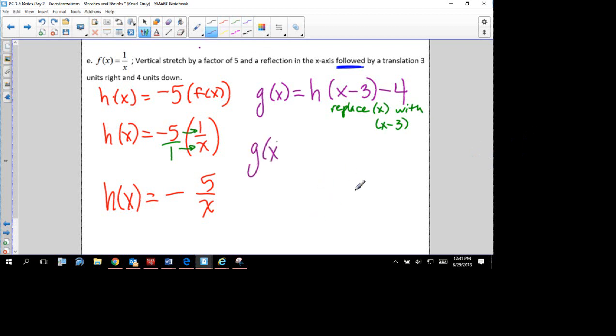So g of x equals, we've got negative sign, we've got 5 over. So there's my x. I'm going to replace that with x minus 3. And then on the outside of this thing, subtract 4.